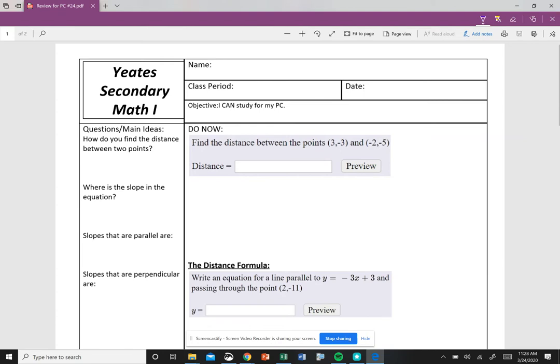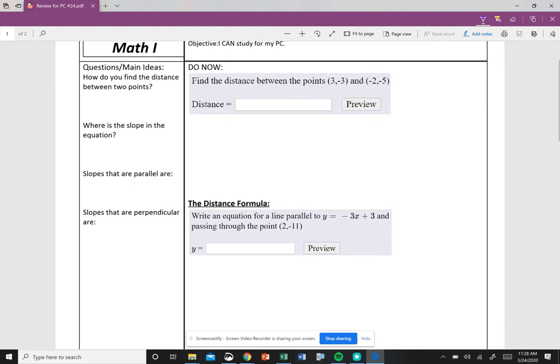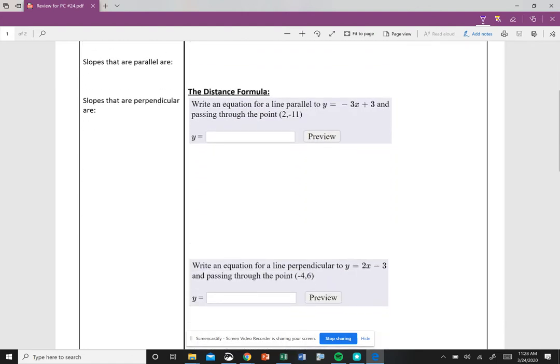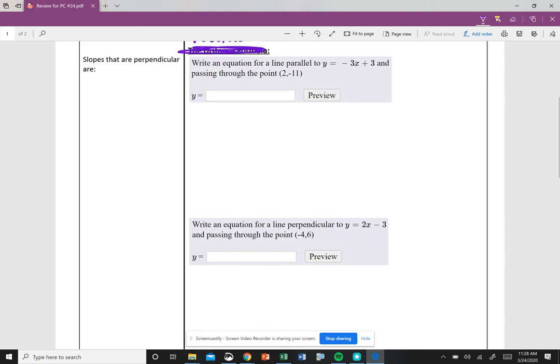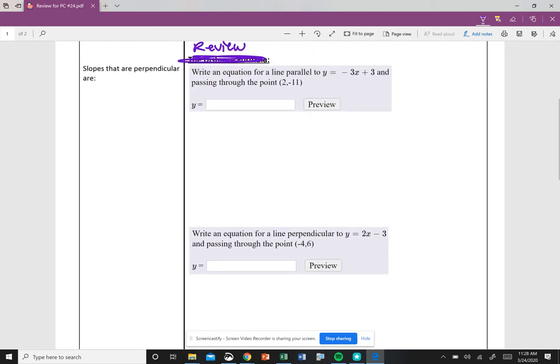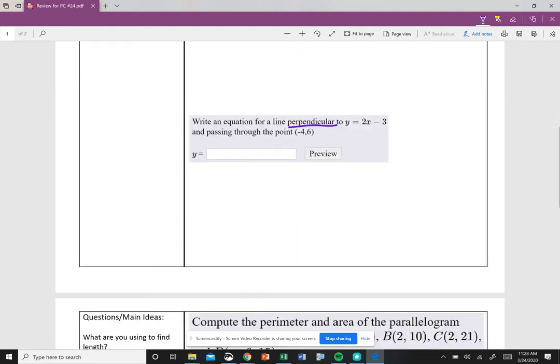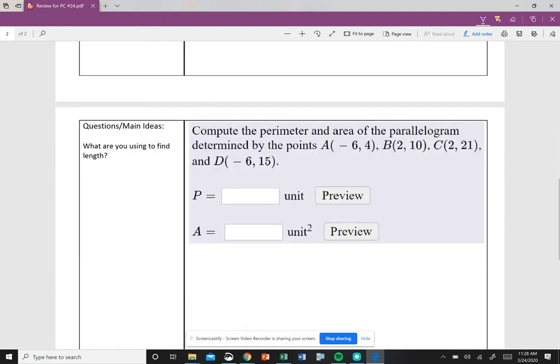So this test is just going to be on finding distance between points, which is really just using Pythagorean theorem. Oh, I should really have changed that. This is not the distance formula. This is review. You're welcome. All right. And then writing an equation that's parallel, writing an equation that's perpendicular. And then this is the level 4.